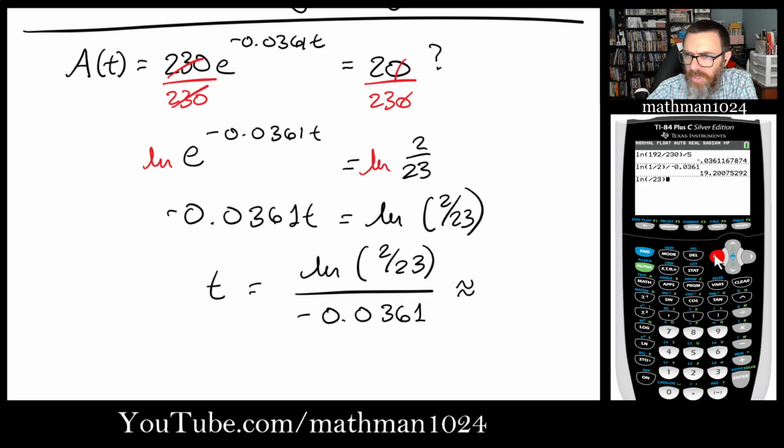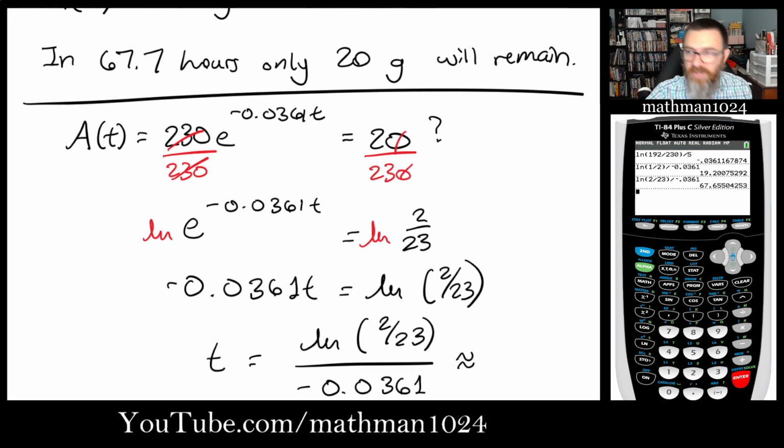Oh, excuse me, 2. If I had tried hitting enter, it would have given me a syntax error. Oh, look, it gives me the same thing, 67.655, and we said 67.7 when we rounded to the nearest tenth. So yeah, still the same thing. That's cool. It's nice to see everything working out so splendidly.